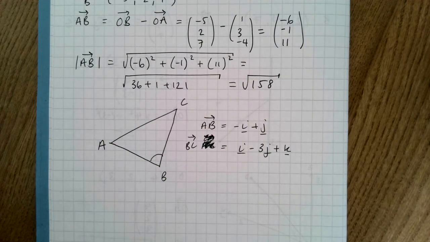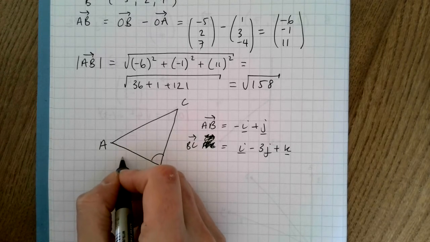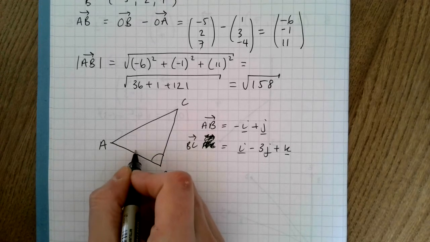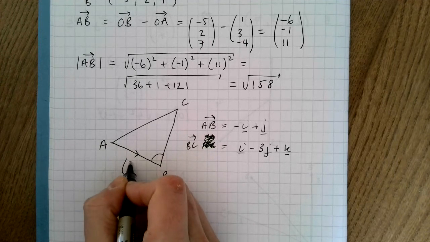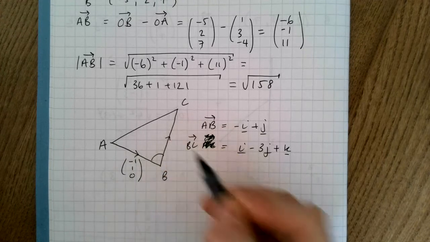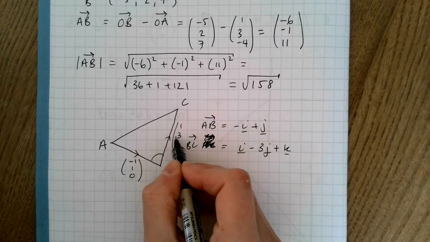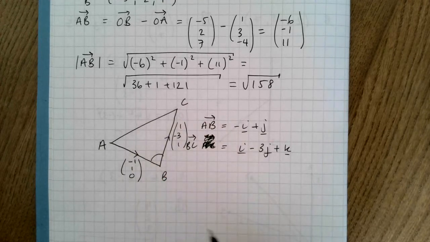So I much prefer to use column vectors. It doesn't matter, if you're happy using unit vectors, then that's absolutely fine. But I just think column vectors are slightly more straightforward. So I'm going to write that the vector AB is minus 1, 1, 0. The vector BC on there is 1, minus 3, 1.